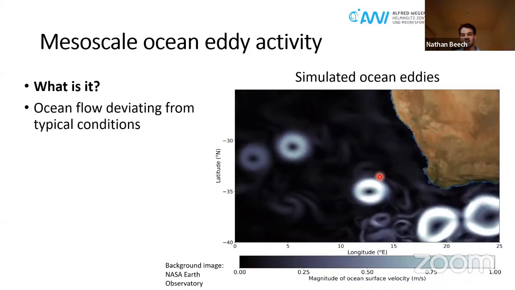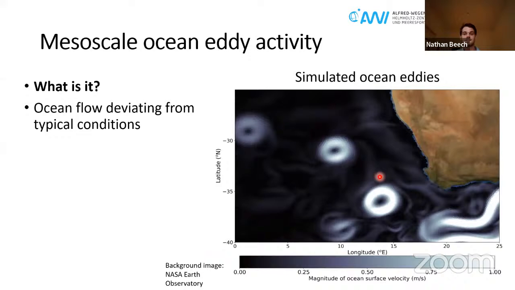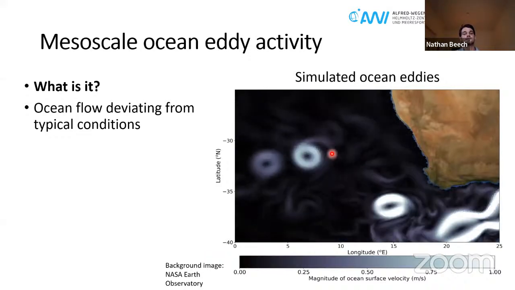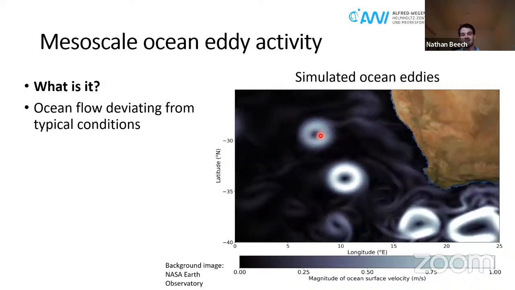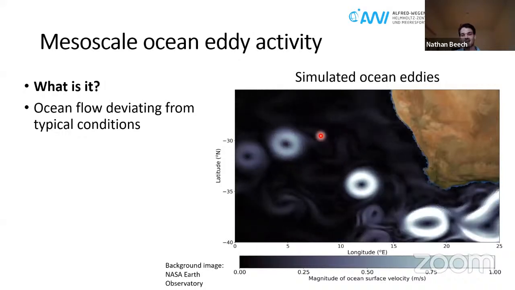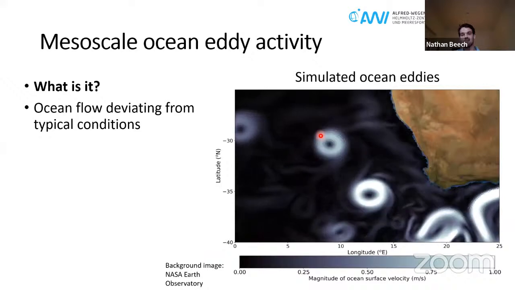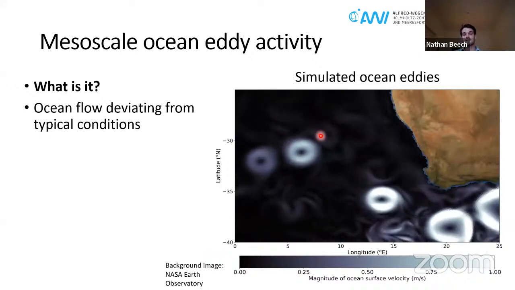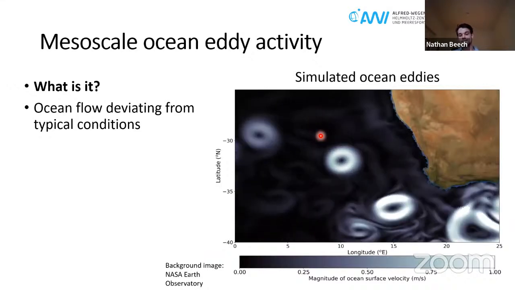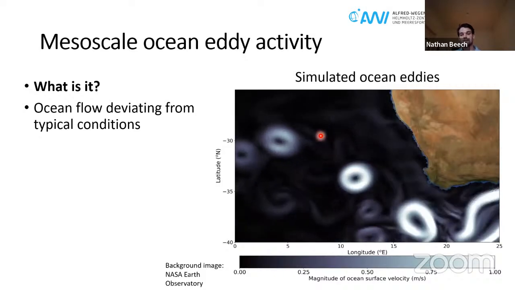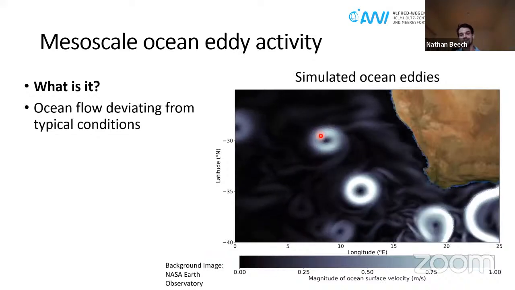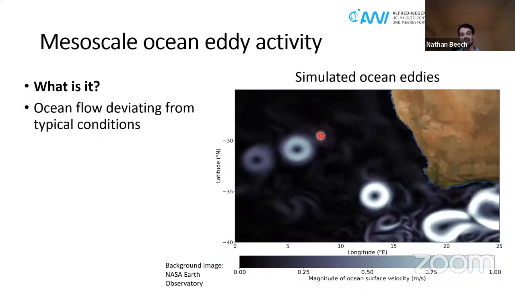Well, it's defined as ocean flow deviating from typical conditions. And so if we pick a region of the ocean, like right here, and we look at our scale down at the bottom, then typically there's not much going on there. Typically the surface velocity is about 0, but every once in a while an eddy will come along, like you see here, and it will change the surface velocity.